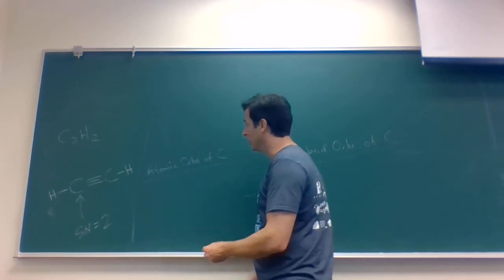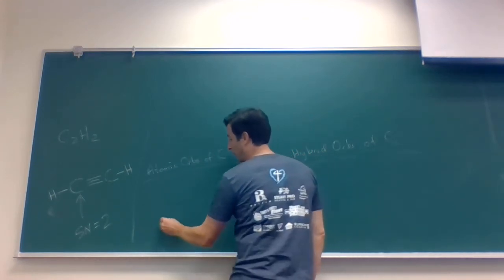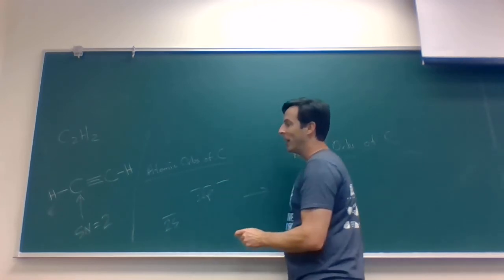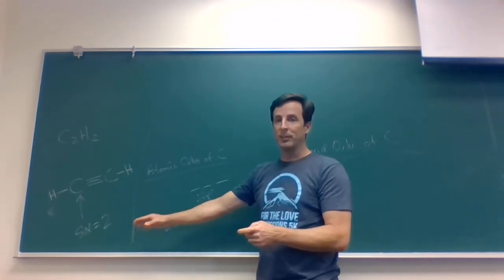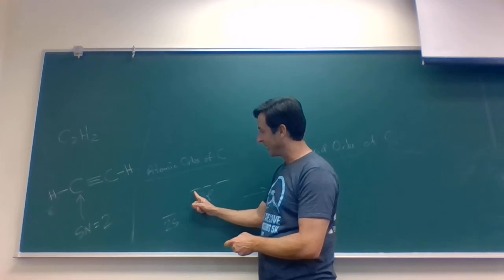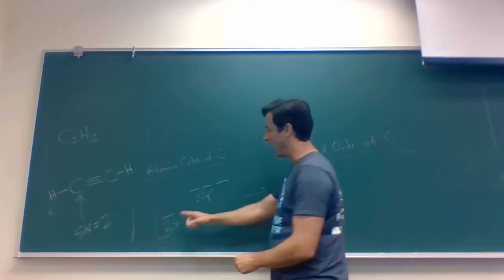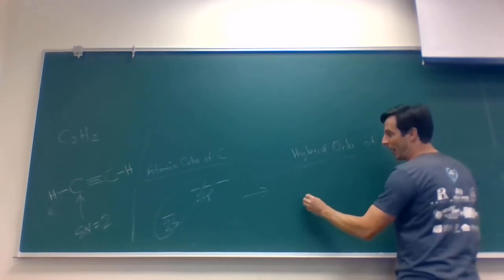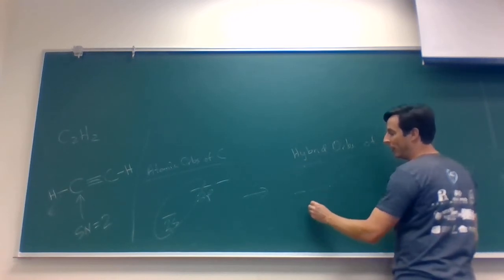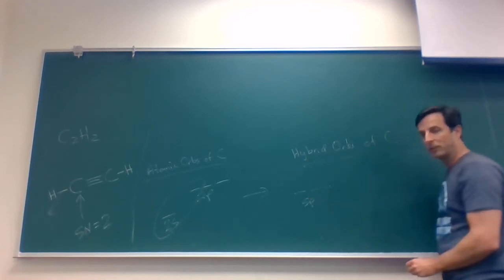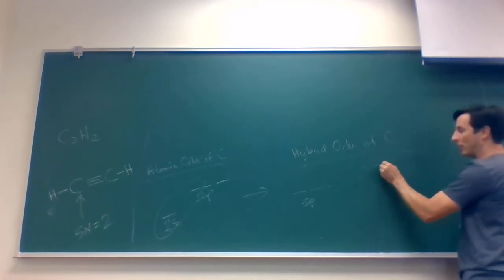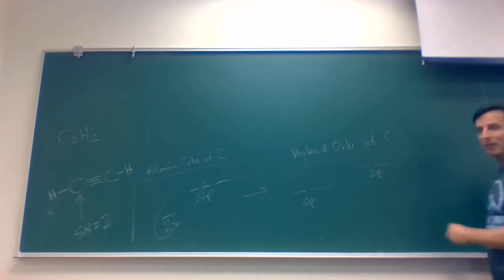So steric number 2, I think about my atomic orbitals. Carbon has the 2s and the 2 p's. If I only need 2 orbitals, I have to take the s, I have to take a p. So I've got s and p. If I'm using 2 of them, that means I have 2 hybrids over here, 1, 2, they're called sp orbitals. Then I have the extra 2p orbitals that are not hybridized.